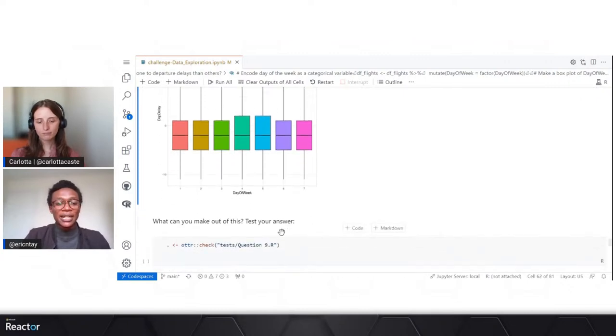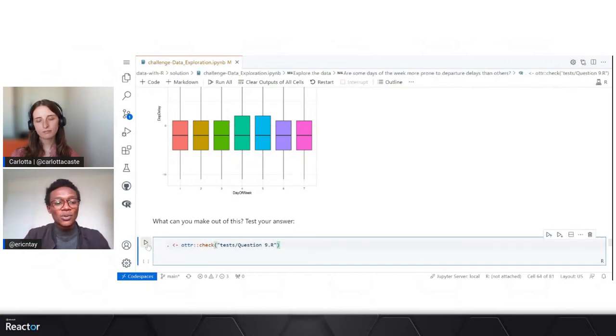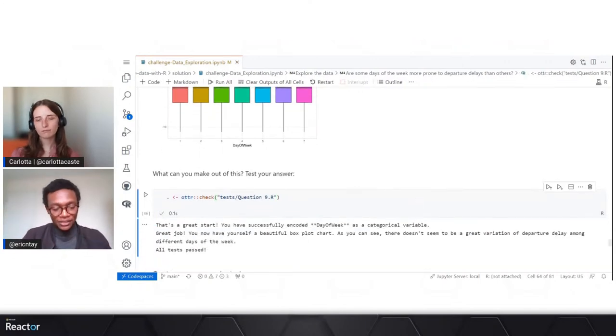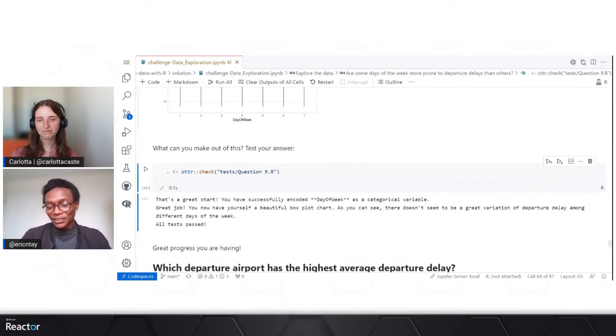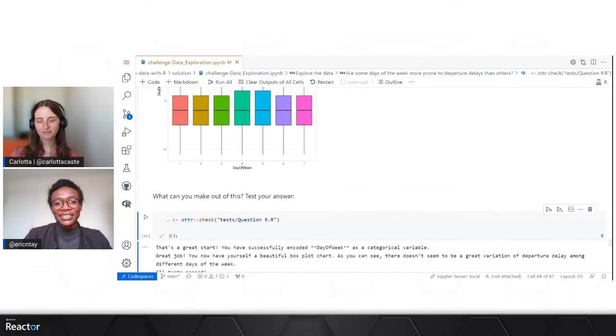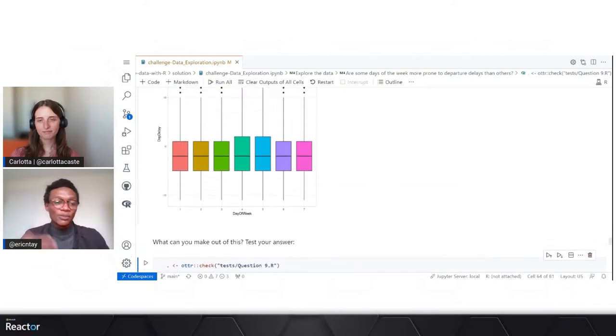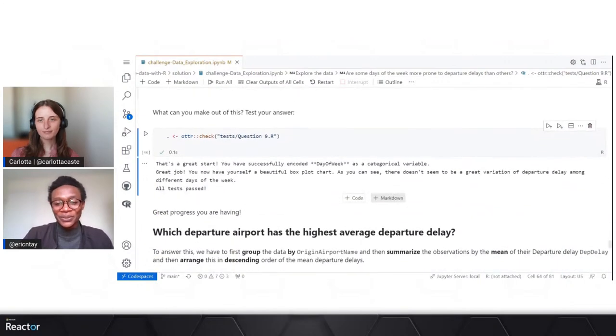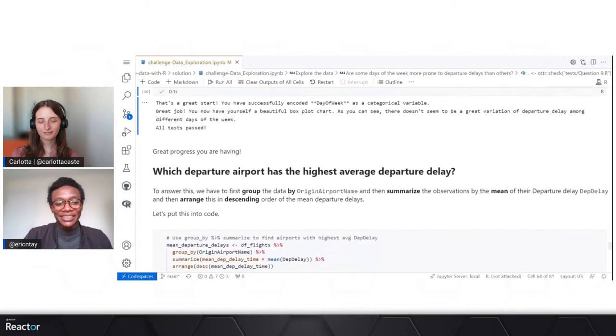So again, that's how we use ggplot and various aesthetics in it to tell the story of our data better, or to analyze and look for insights better. And again, we can use the code chunk to check whether our answer is correct or not. But yes, that's it on checking which day of the week is more prone to arrival or departure delays. So Carlotta, over to you. What do we do next now?